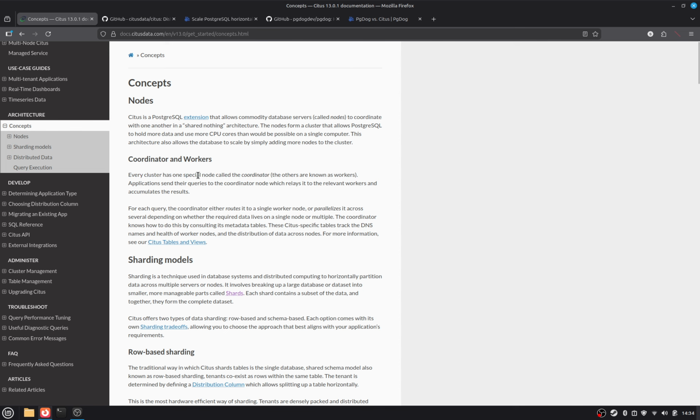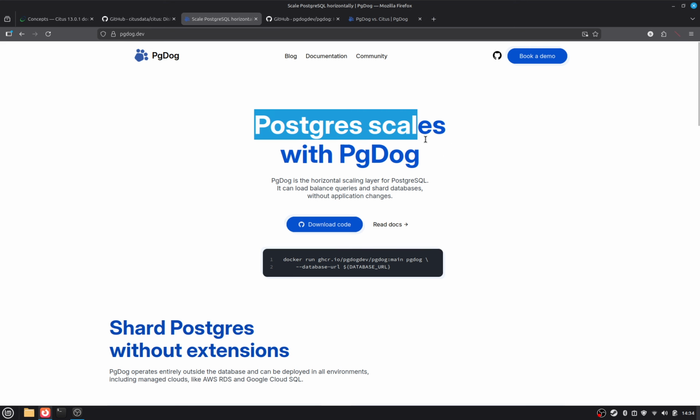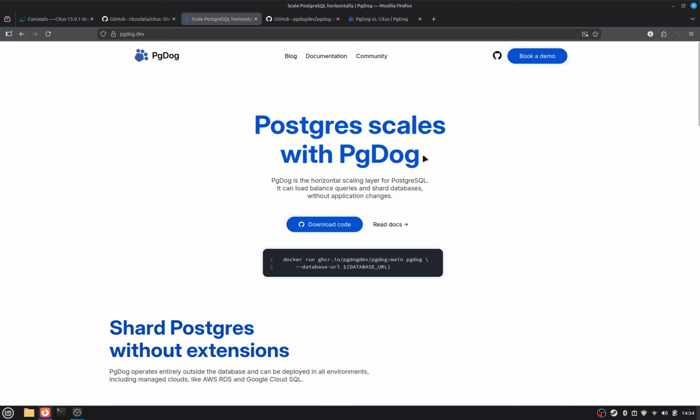So there is again a single point of failure. I would call it single point of choking. Okay, Spock, not single point of contact, single point of choking. So you are choked because of this. That is one problem. Now PgDog is a similar solution, but it is not really built into the database.